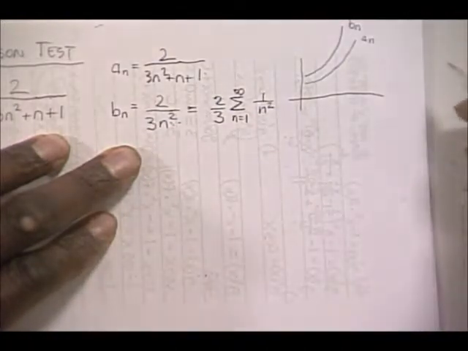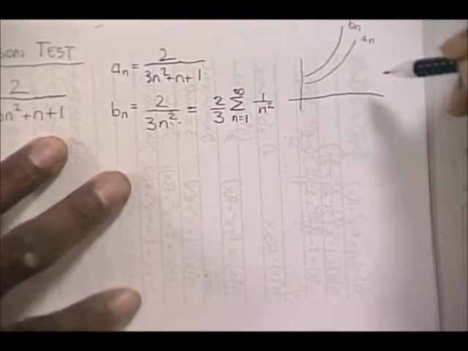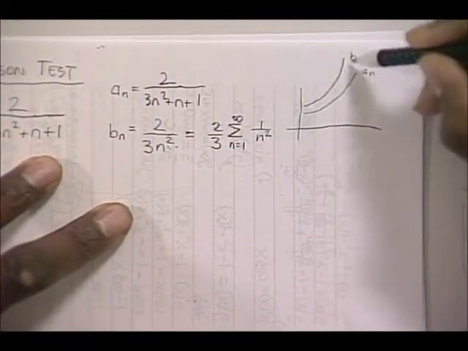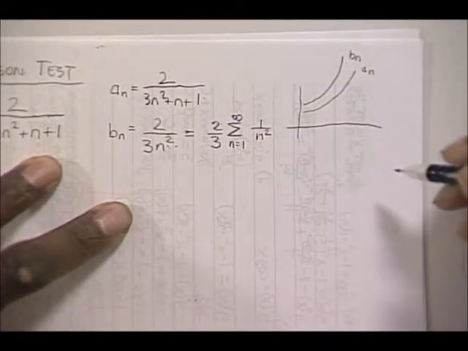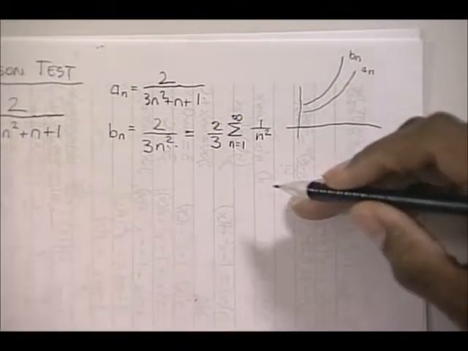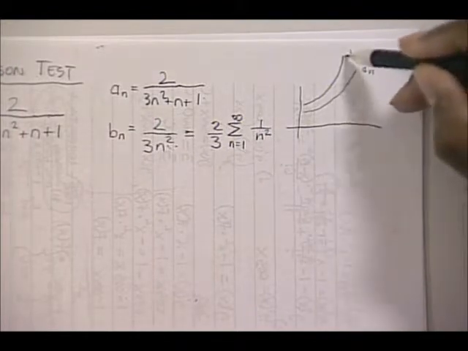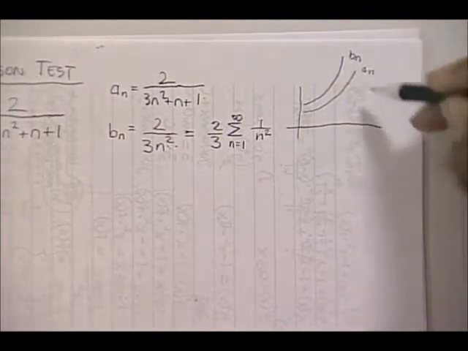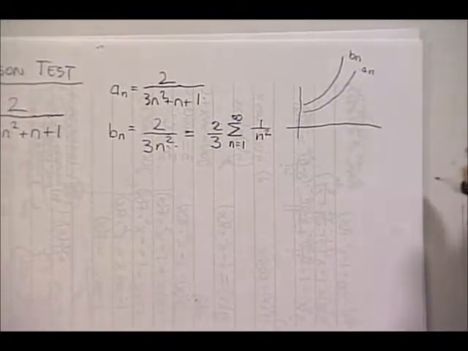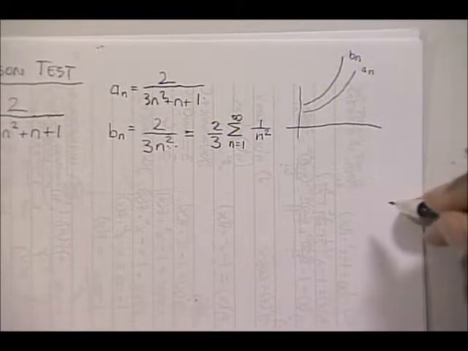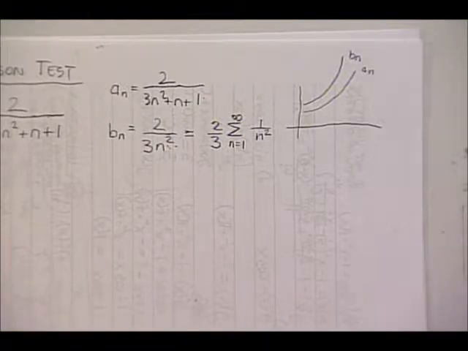So B sub n would be greater. So what we have just determined is two very important things. B sub n is greater than A sub n, B sub n is greater than A sub n for every value of n. And we've also come to the conclusion that B sub n converges. So if B sub n converges to some finite number, then it's safe to say that A sub n would converge. All right? So that is called the direct comparison test.